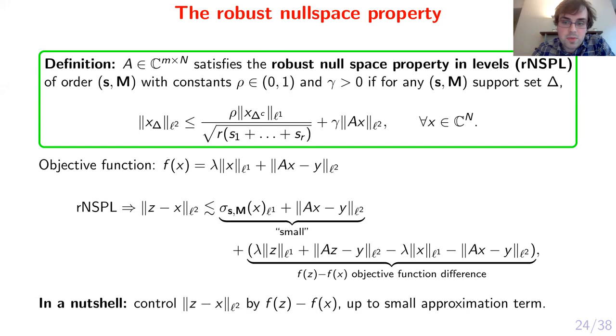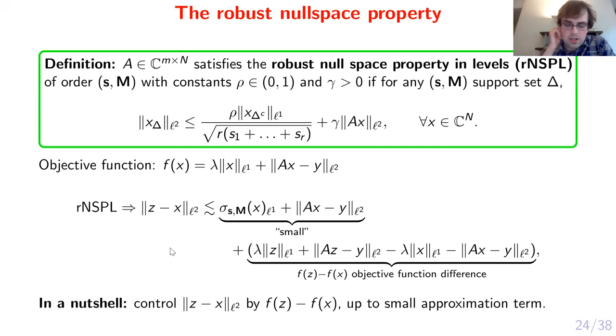Then the robust null space property in levels implies that the L2 distance between z and x, where z and x are arbitrary vectors, is bounded by the distance of x to s,M-sparse vectors plus the measurement noise. Okay, so you expect these two things to be small, plus the difference in the objective function, f of z minus f of x. Note here, by the way, that I'm looking at the square root lasso objective function, so there's no square term here.